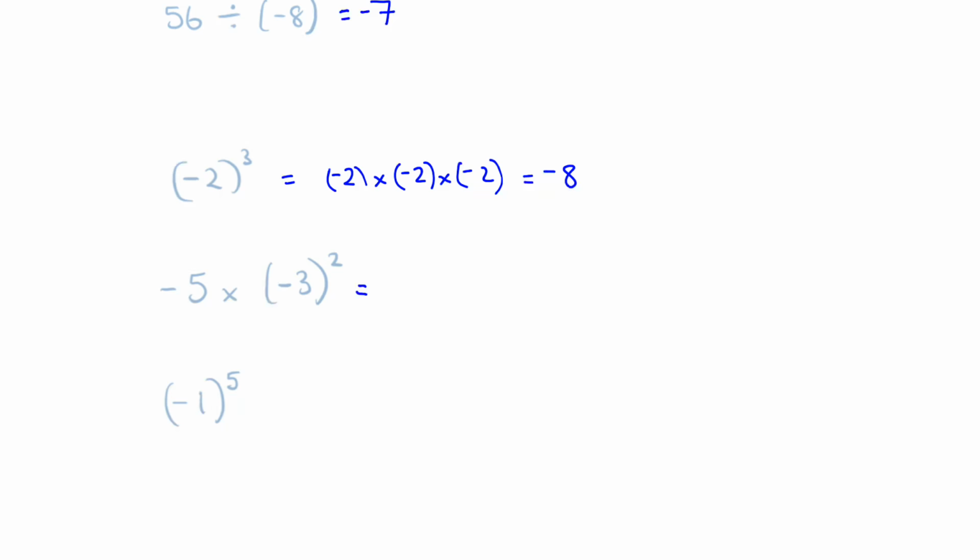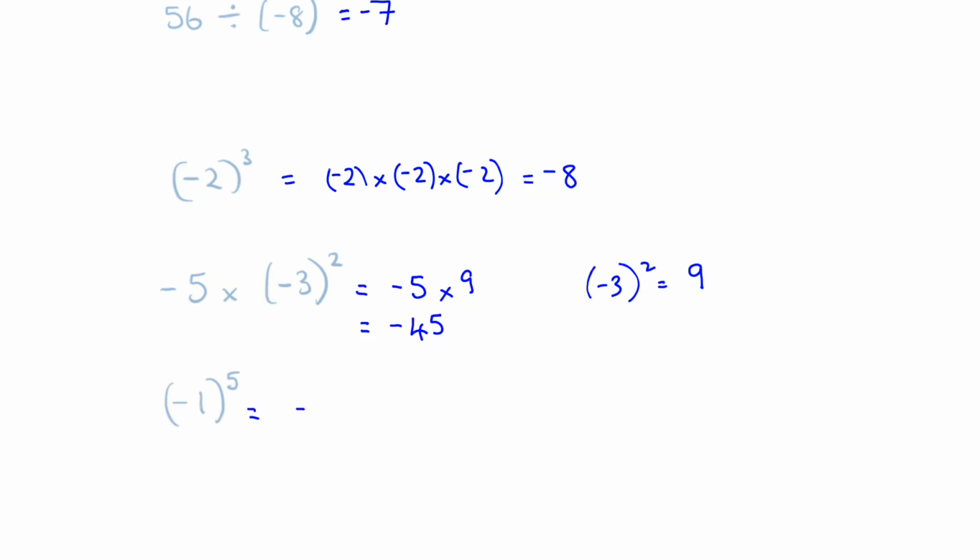And the next one, we've got -5 times -3 squared. Now, we can work out the -3 squared first. Let's do that. So, -3 squared means -3 times -3, which will give you a +9. So this is -5 times 9, so that's -45. And then the last one, I wonder if you can spot what goes on here.